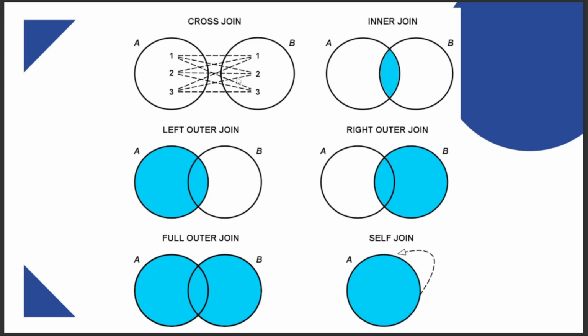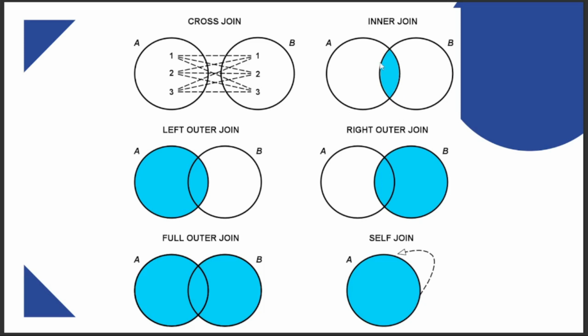Basically, in cross join, as the figure denotes, each row is combined with every other row in the other table and different combinations are found. See, 1 is combined with 1, 2, 3. 2 is also combined with 1, 2, 3, and 3 is also combined with 1, 2, 3, and vice versa. So this is cross join, where all the rows from a single table are combined with every other row from the other table.